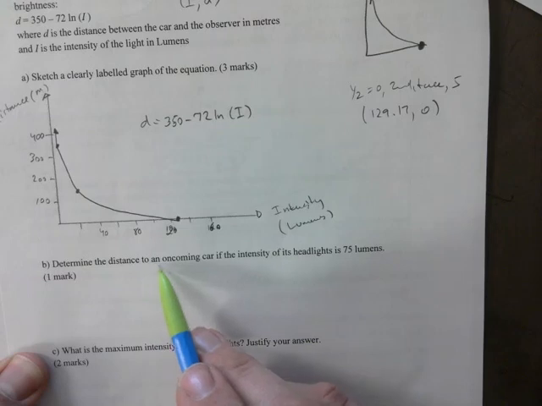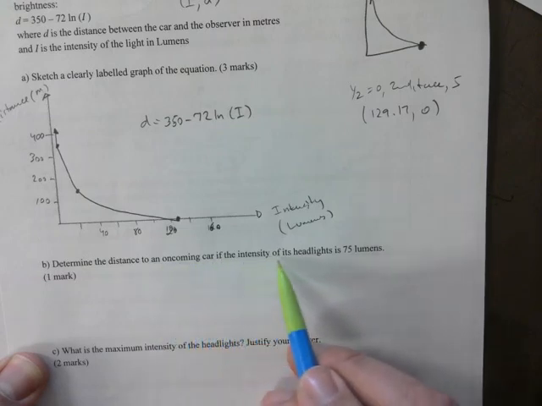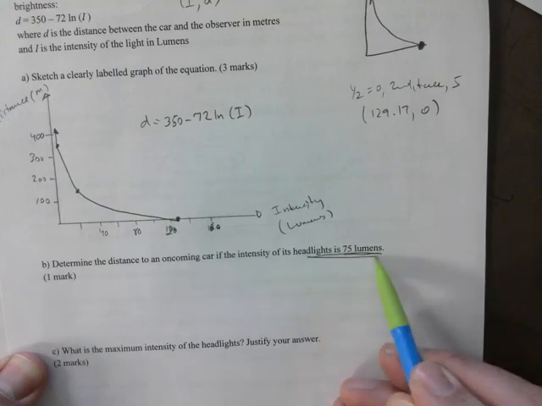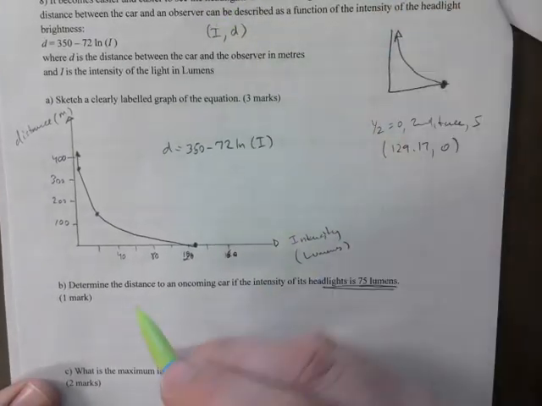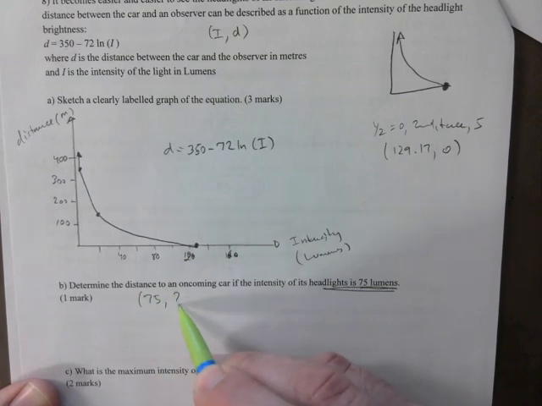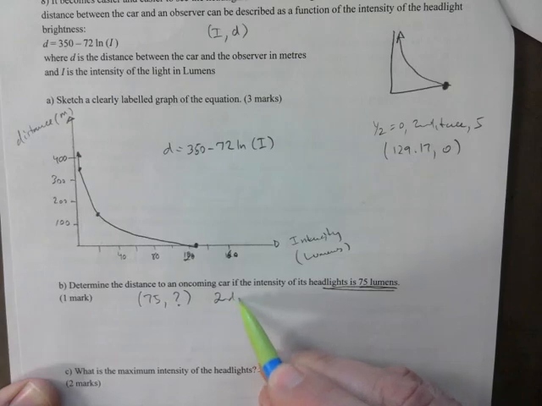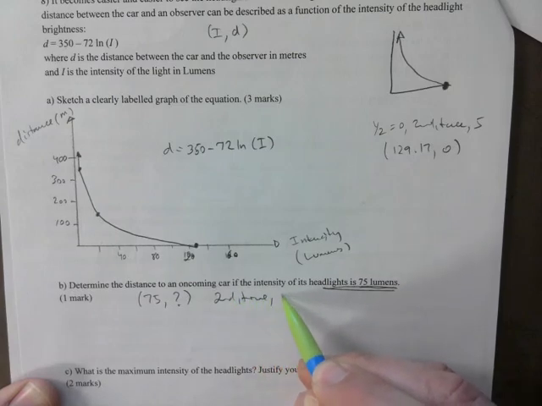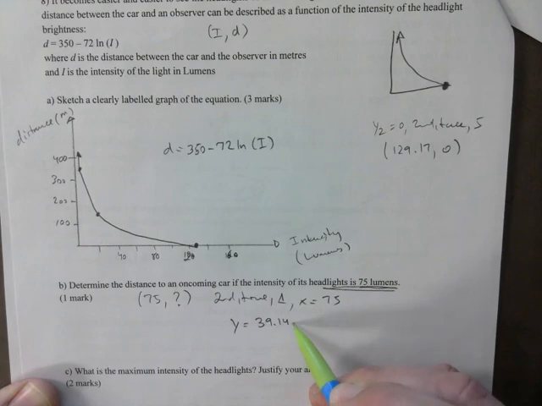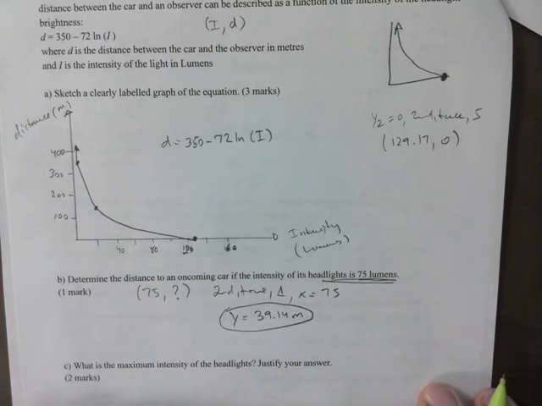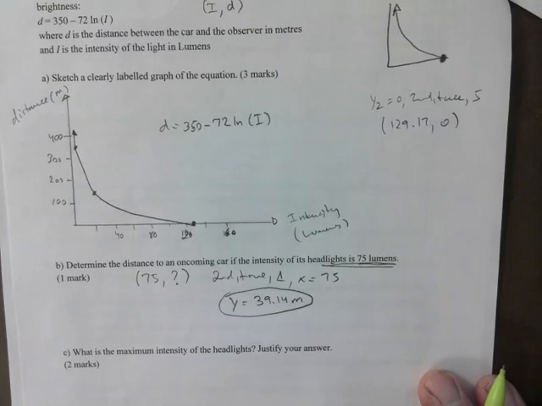Determine the distance to an oncoming traffic if the intensity of the headlights is 75. So what am I given here? I already know that intensity represents my x variable. So in a sense it's saying 75, question mark. Okay? So we go second, trace, value, x is equal to 75. Y is 39.14, and what are the units? We're in meters, right? Because it's the distance between the observer. That's pretty close. I would already run at that point if I were the observer.